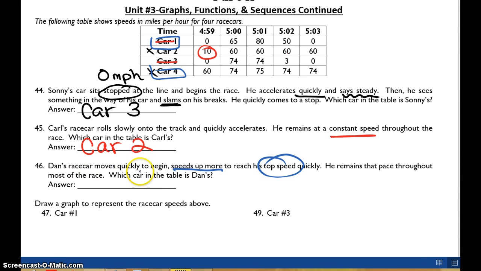The beginning says moves quickly to begin. Well, in the very beginning, car 1 is 0. Car 4 is 60. So even just with that first check, we should see that this is car 4. But I'm going to double check. He reaches his top speed quickly, so 60 to 74, 75. And he remains that pace throughout most of the race. So 74 and 75 miles per hour, 1 mile per hour difference, you can't really tell. So it's pretty much similar. So we should think car 4 matches 46.